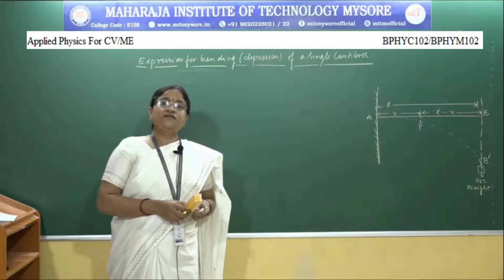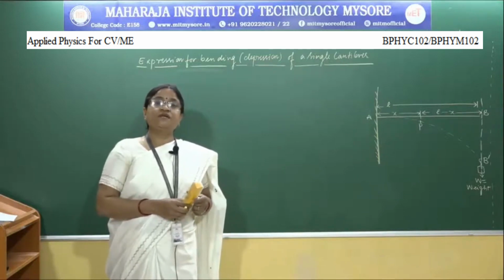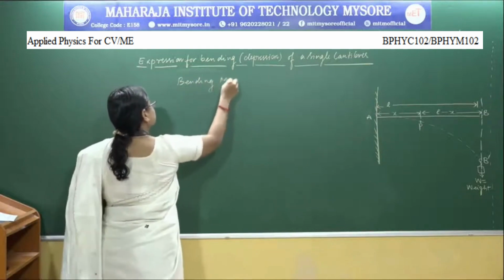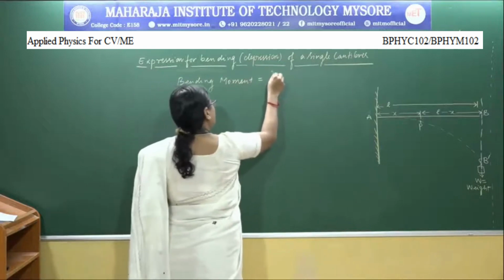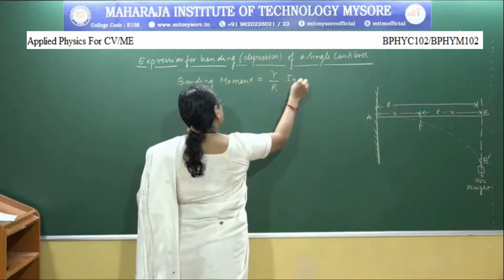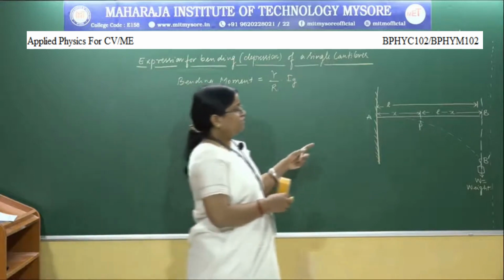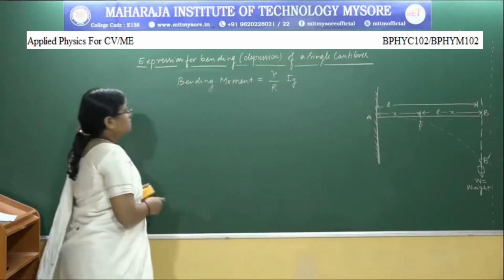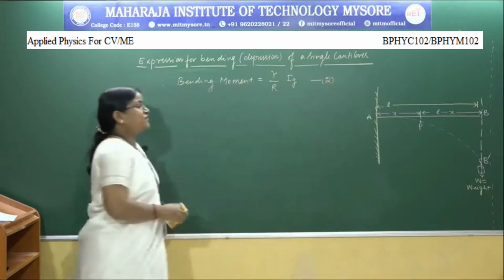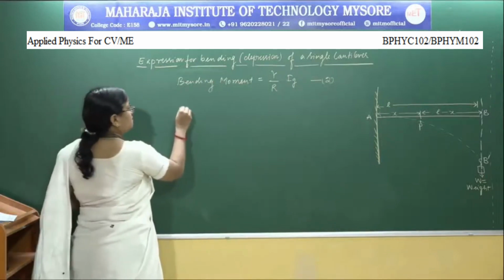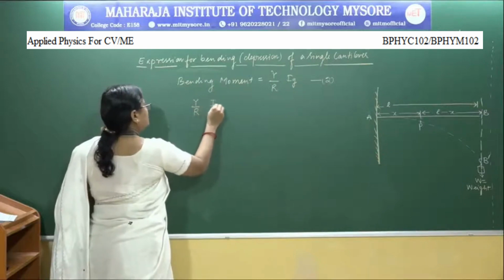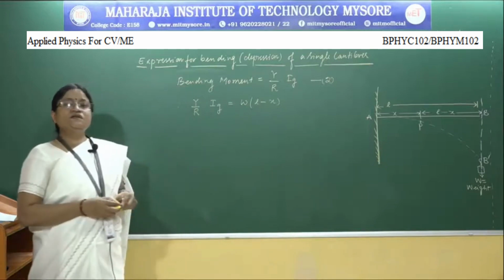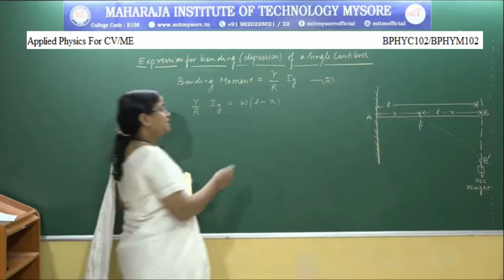Now in an earlier class we had calculated the general expression for the bending moment of a beam. So what we know is that the bending moment is equal to Y by R into Ig, where R is the radius of a part of the beam which we consider as a part of a concentric circle. We will draw the figure now. So taking equation 1 and equation 2 into consideration, we can say Y by R into Ig is equal to W into L minus x, and this Ig, we know, is the moment of inertia.